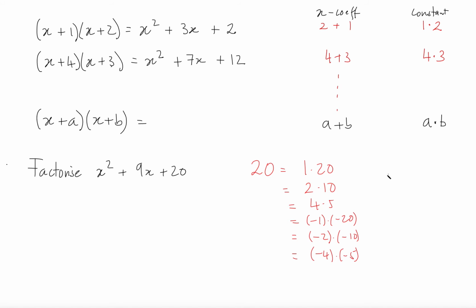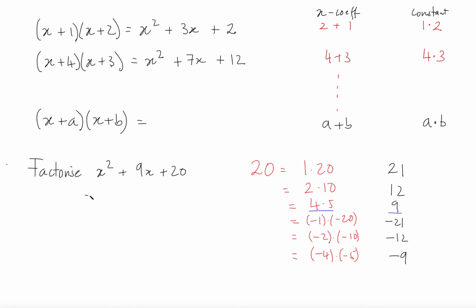Now if I sum these numbers, 1 add 20 is 21, 2 add 10 is 12, 4 add 5 is 9, minus 1 minus 20 is minus 21, minus 2 minus 10 is minus 12, and minus 4 minus 5 is minus 9. The only one of those which, when added together, makes our x coefficient are these two, look.